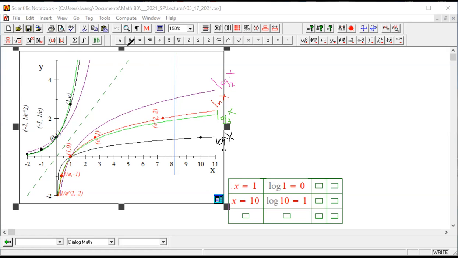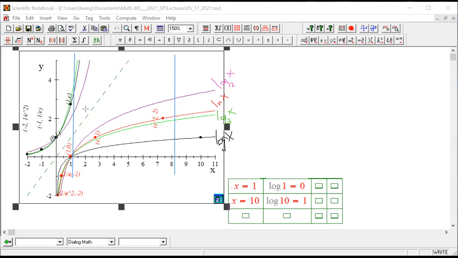So let's draw another vertical line. Okay, we didn't do 10 to the power x. I'm drawing another vertical line here. I want you to guess 10 to the power x. Where is it going to be? Is it going to be above all three, green, black, purple, or below all three? I want you to guess it.